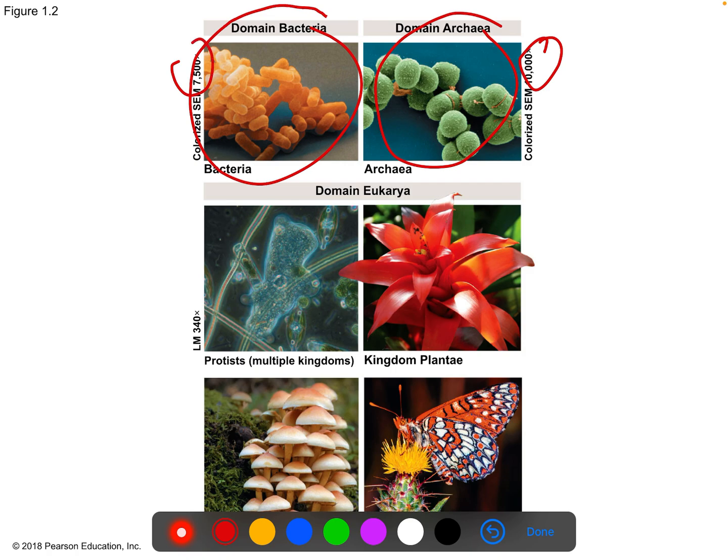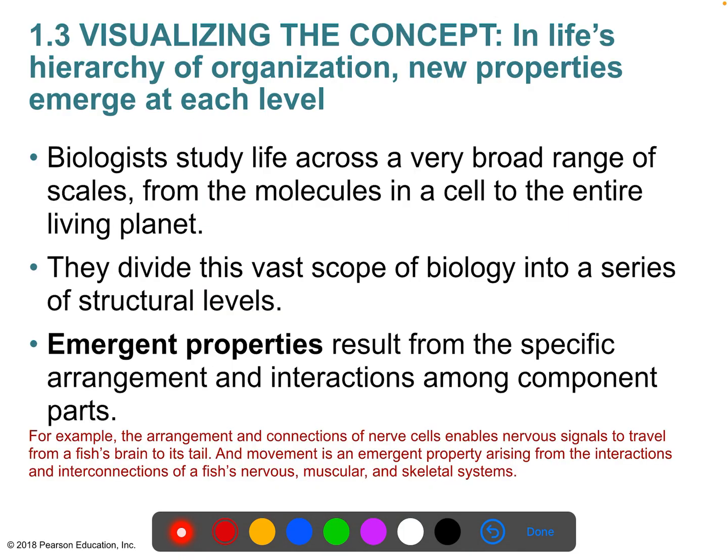And then here's a great image with the 3 different domains, your domain bacteria and archaea. Notice on the left-hand side and the right-hand side here, the magnifications. Those are small organisms. And then in the domain eukarya, you do have microscopic organisms, but then you also have organisms that are multicellular and can be seen with the unaided eye.